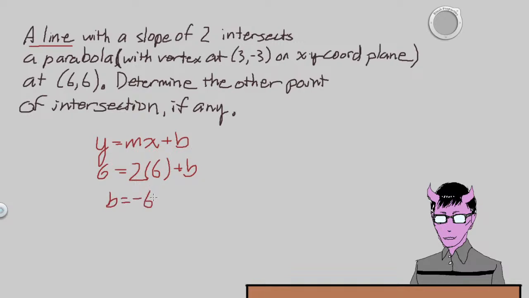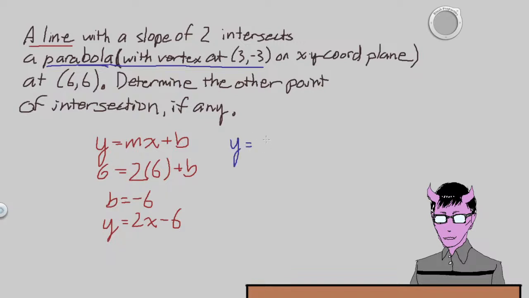So thus, the linear function is going to be y is equal to 2x minus 6. Just spot check that. 12 minus 6 is indeed 6. So this checks out. Okay, and then of course we have the other piece of information. We have a parabola, and the parabola has a vertex at 3, -3. So all we have to do is write the equation for the parabola.